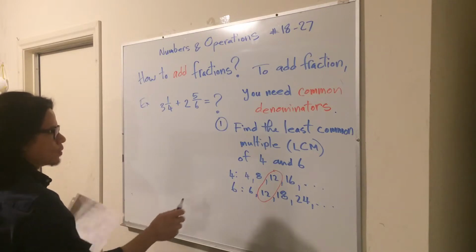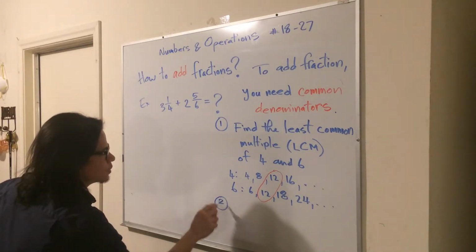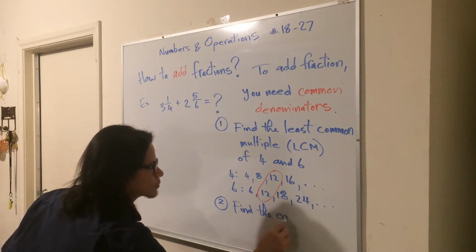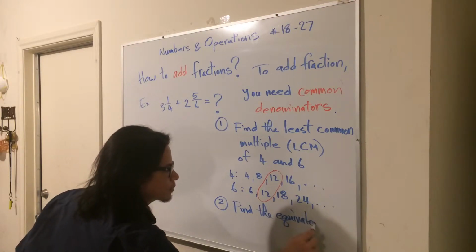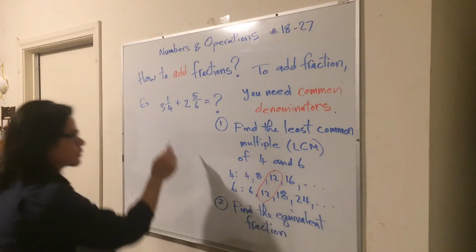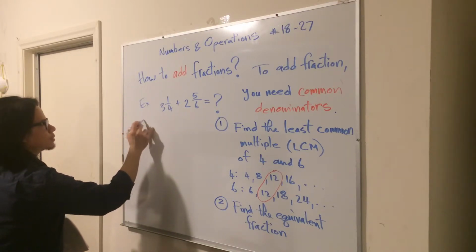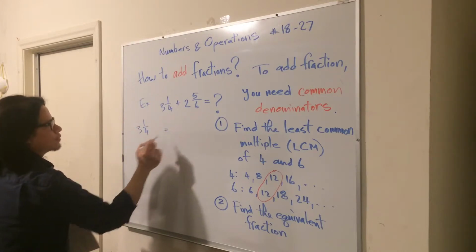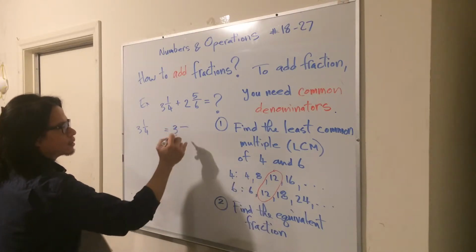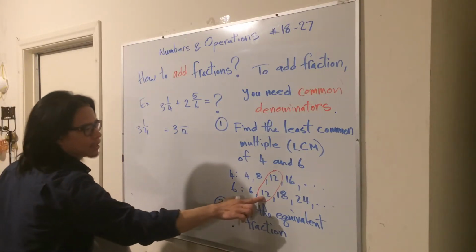Okay, so step 2, we're going to find the equivalent fraction of these two guys here. Step 2, find the equivalent fraction of the two mixed numbers here. I have some space here on the left, so this is where I'm going to write down the equivalent fraction of, let's do 3 1/4. So it's going to be equal to 3 and something over 12. 12 came from our least common multiple that you identified earlier.